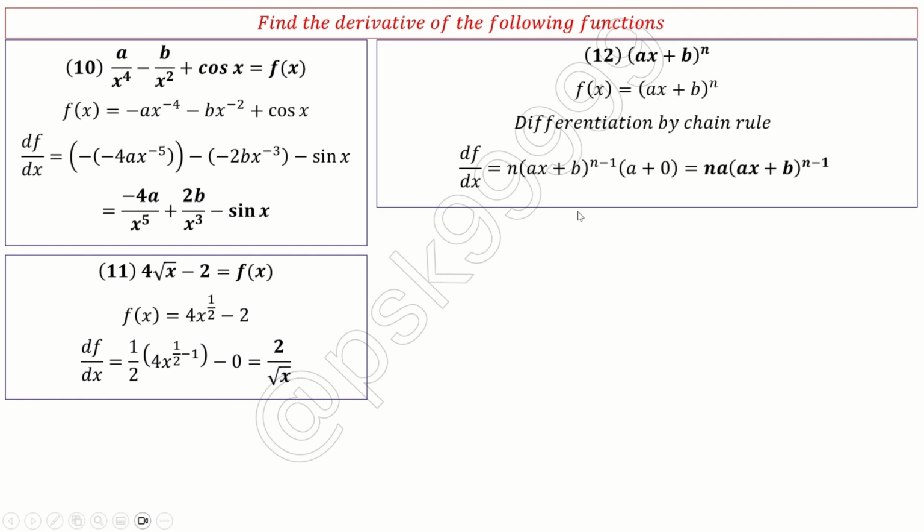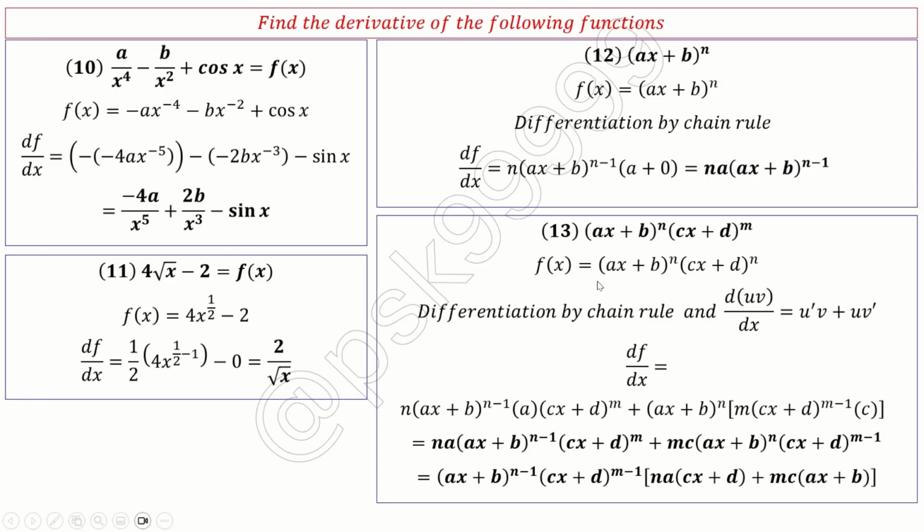Okay, next. Yeah, this is a very simple chain rule you will apply. You will assume it is x to the power of n. So n into x to the power of n minus 1, and then the inside one you will differentiate again. Once again you get a. Okay, chain rule. Similarly, you will apply both the chain rule as well as the differentiation of uv rule. Okay, you simplify it, you will get this answer.